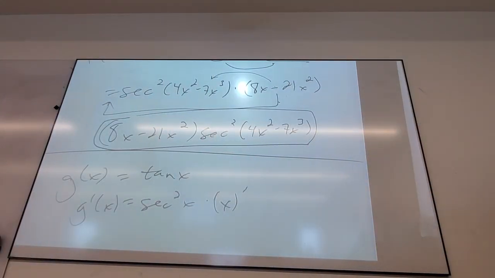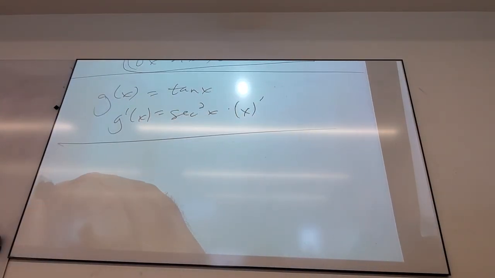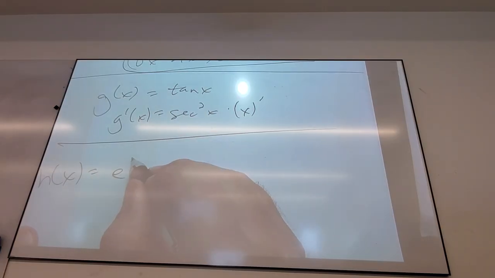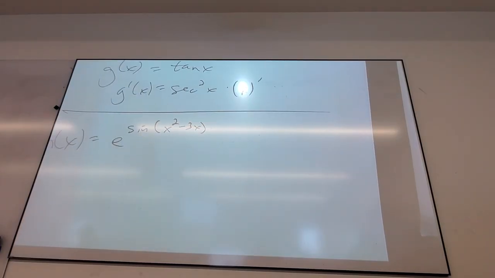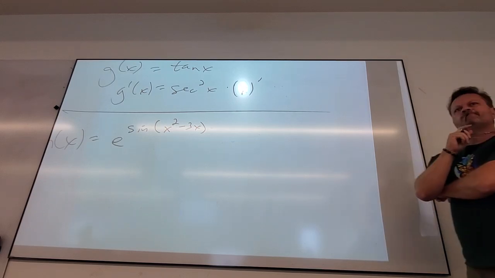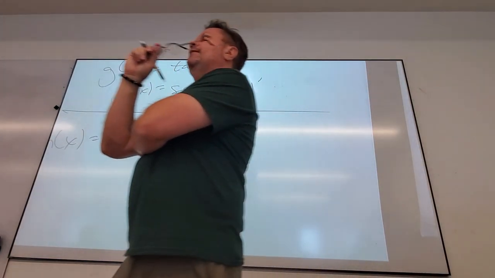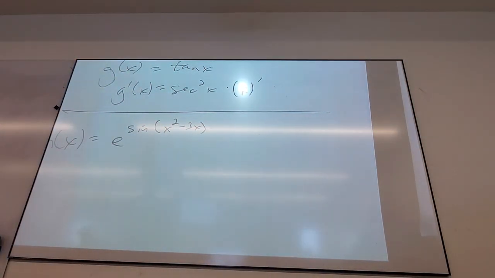So here, let's try this one. E to the sine of x squared minus 3x. Now listen, I've heard teachers tell students that they have to know ahead of time how many chain rules they have to use. Let me just point it out to you. Do you see there's multiple functions inside of multiple functions? This is where I would say Russian nesting doll, right?